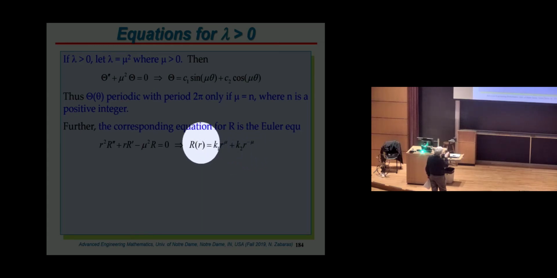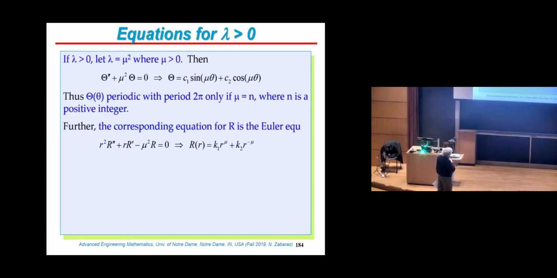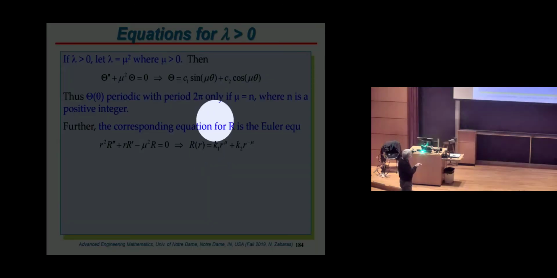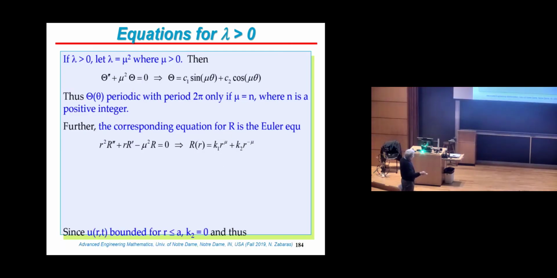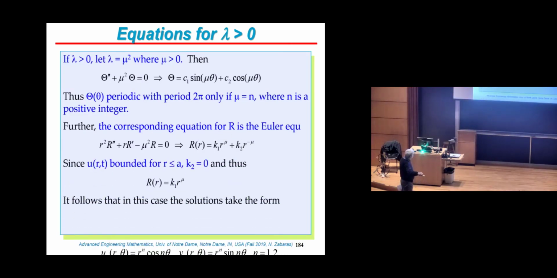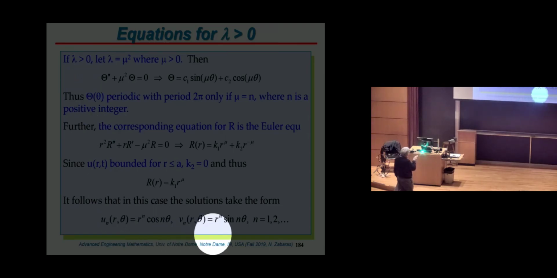And we don't want this to blow up. So what term do we keep if we don't want this to blow up at r equal to 0? So we'll take k2 equal to 0. We'll only keep that. And that's the final answer. My final answer is that for the case lambda greater than 0, we have eigenfunctions of the form r to the n cosine of n theta and r to the n sine of n theta.